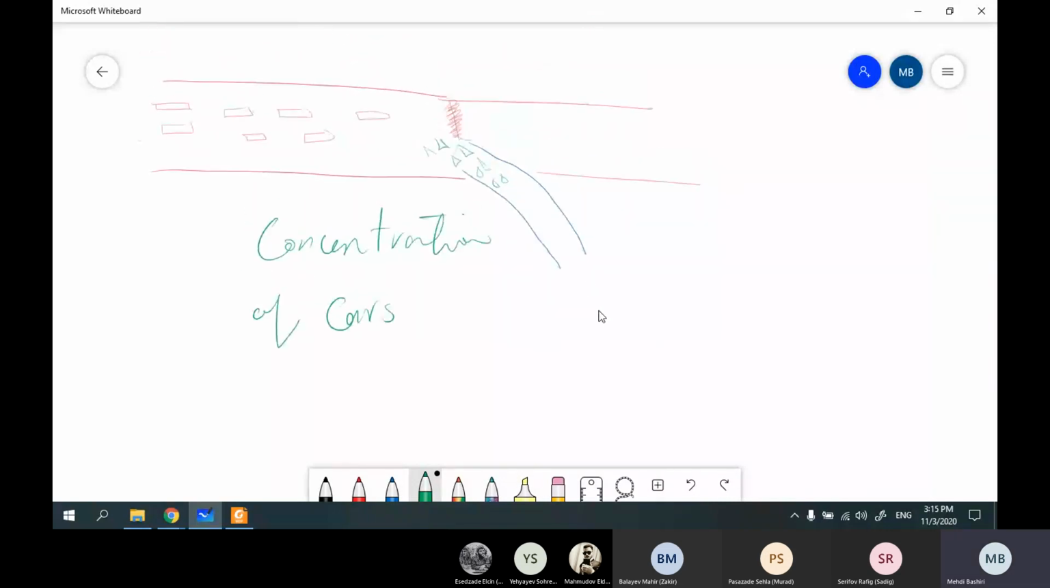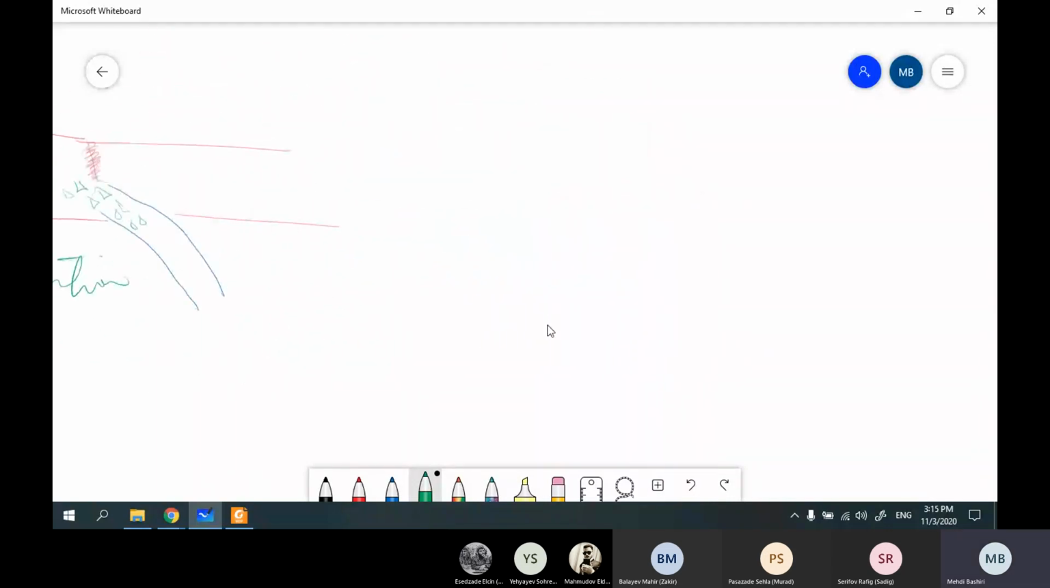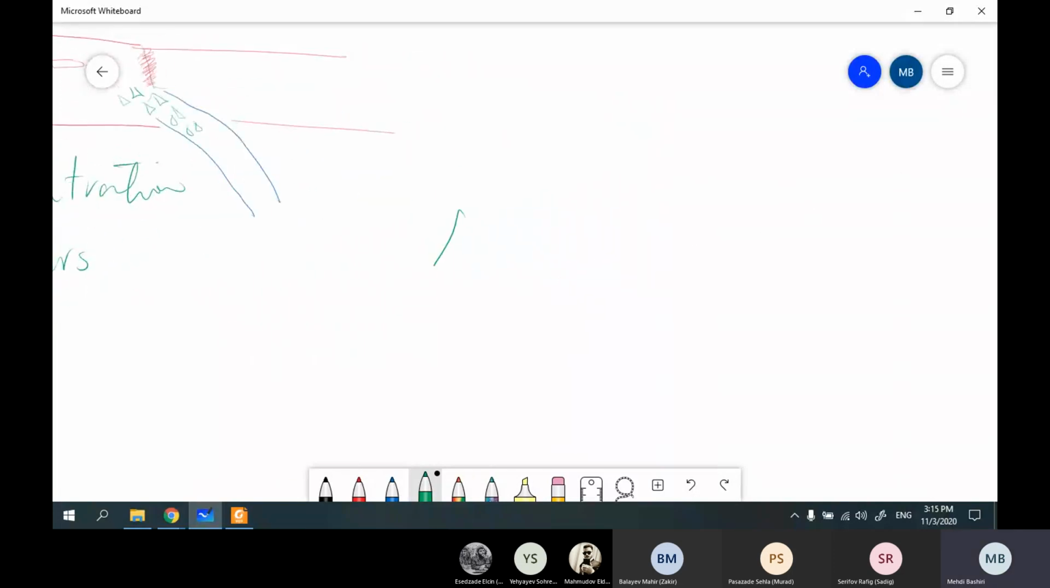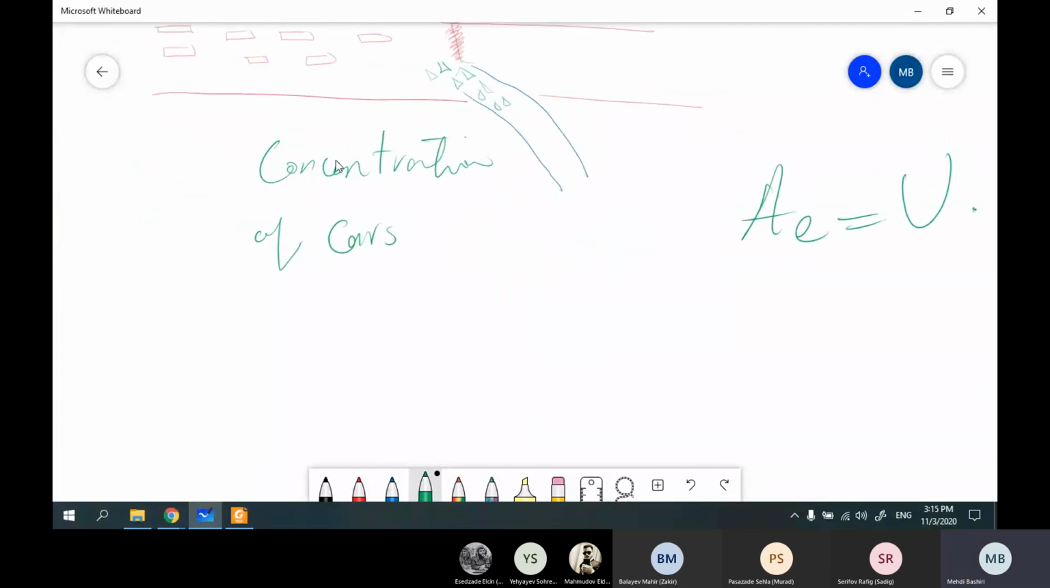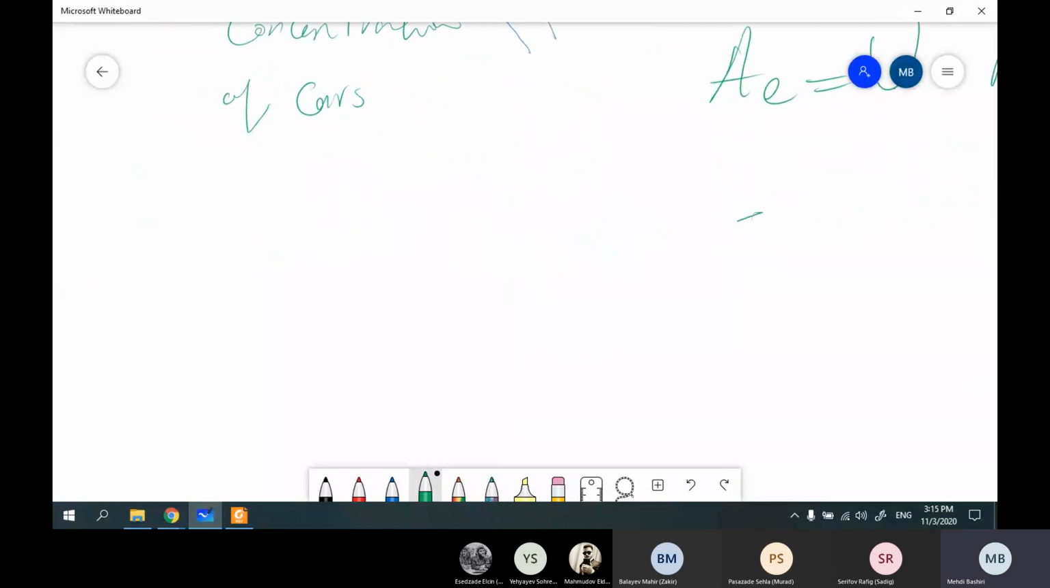We have such a thing in our connection. AE is equal to U dot AN. You already know what is AN. U is a factor to consider this concentration. How? Suppose that you have a connection like this.